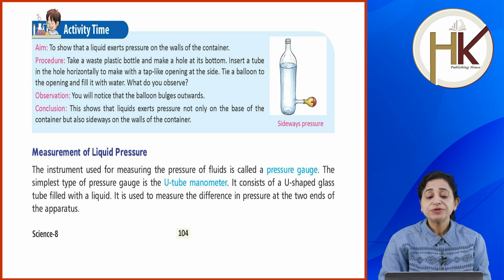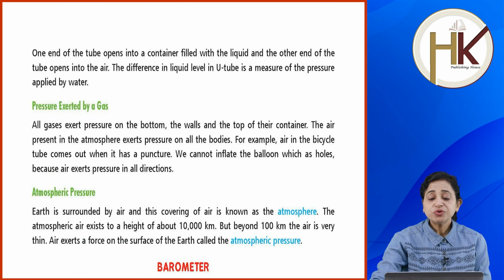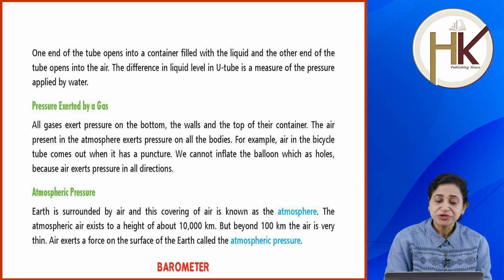It consists of a U-shaped glass tube filled with a liquid. It is used to measure the difference in pressure at the two ends of the apparatus. One end of the tube opens into a container filled with the liquid and the other end of the tube opens into air. The difference in liquid level in the U-tube is a measure of the pressure applied by water.